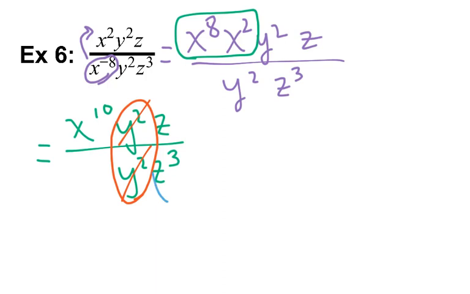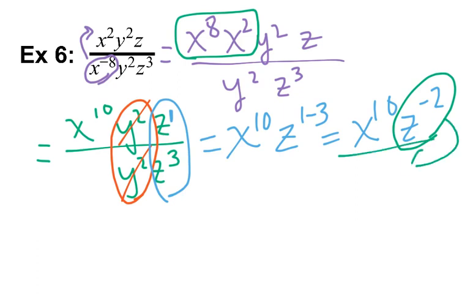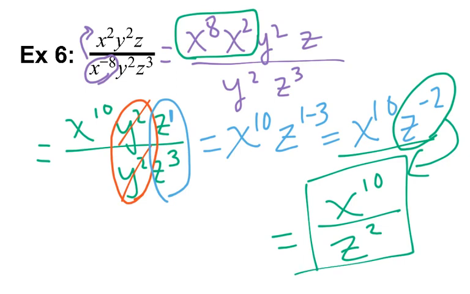And then we have z over z to the 3rd. Now remember, this is z to the 1st power. So all that we have left is x to the 10th, and then we want to take z to the 1 minus 3 using my quotient of powers property. And z to the 1 minus 3 gives us z to the negative 2. Now, am I done yet? Not quite, because I see a negative exponent, right? So I'm going to circle that negative exponent. It's got to move to the bottom. The x to the 10th stays on the top, and we get z to the positive 2 on the bottom. And I am done.